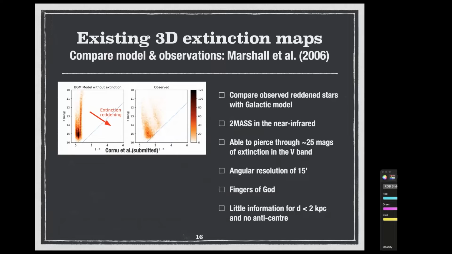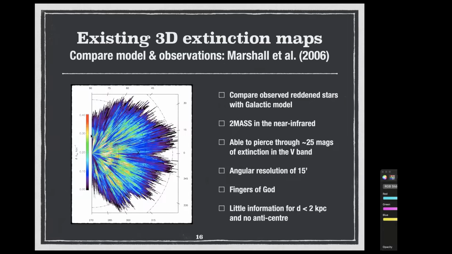The way this extinction map works is to compare a model with observations. So if you look at a color magnitude diagram of a galactic model with no extinction, it could look like this. And if you then look at observations, you see it's not quite the same distribution because stars, when they're extincted, become redder and fainter. So one could try to find the extinction that one would have to apply to the model for the model to be in agreement with the observations. And that's what I did.